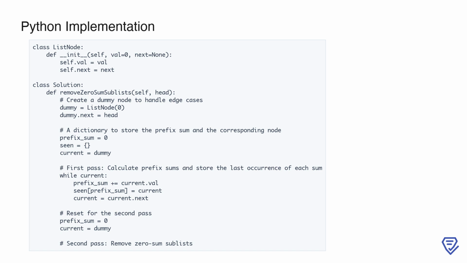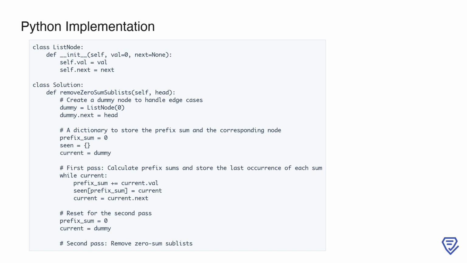To solve the problem of removing zero-sum consecutive nodes from a linked list, we start by defining the ListNode class to represent each node in the list. It includes a value, val, and a reference to the next node, next. In the Solution class, we define the method removeZeroSumSublists, which begins by creating a dummy node with a value of 0. This dummy node is linked to the head of the original list and helps handle edge cases, such as when the zero-sum sequence includes the head node itself.